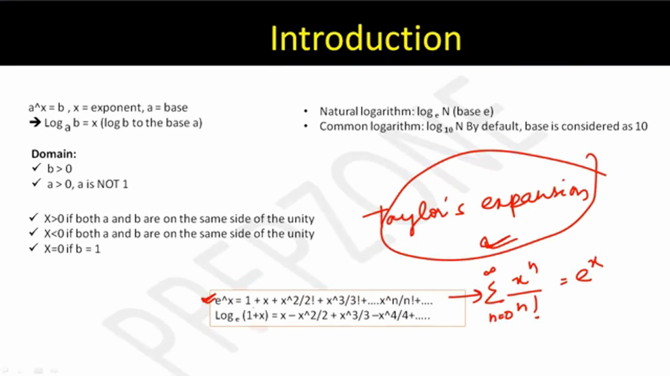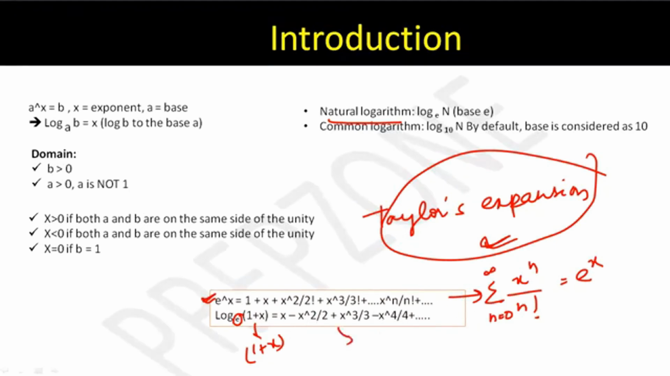Next is log of 1 plus x to the base e. Please note that here the base is e. This is the natural logarithm. This is not the common logarithm, right? This one is the natural logarithm, and the term is 1 plus x. So the expansion of log of 1 plus x to the base e is x minus x square by 2, plus x cube by 3, minus x to the power 4 by 4, and so on and so forth.